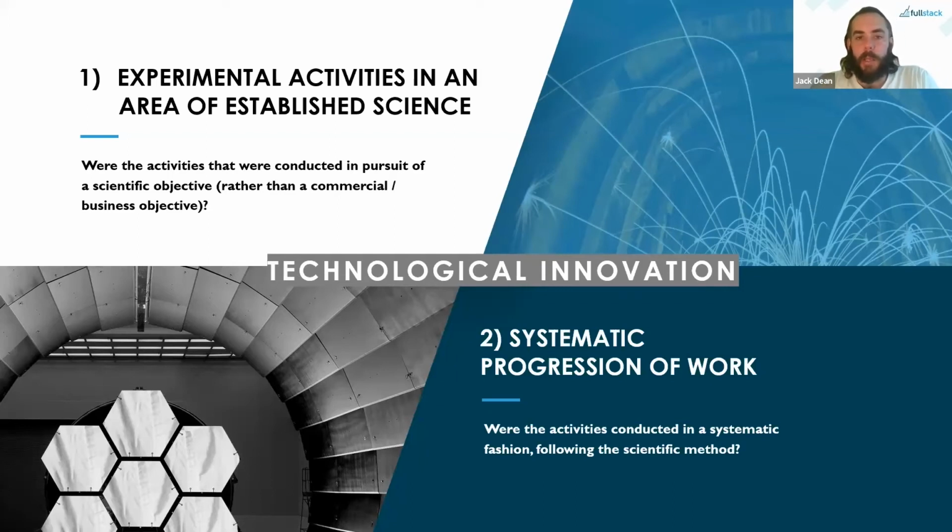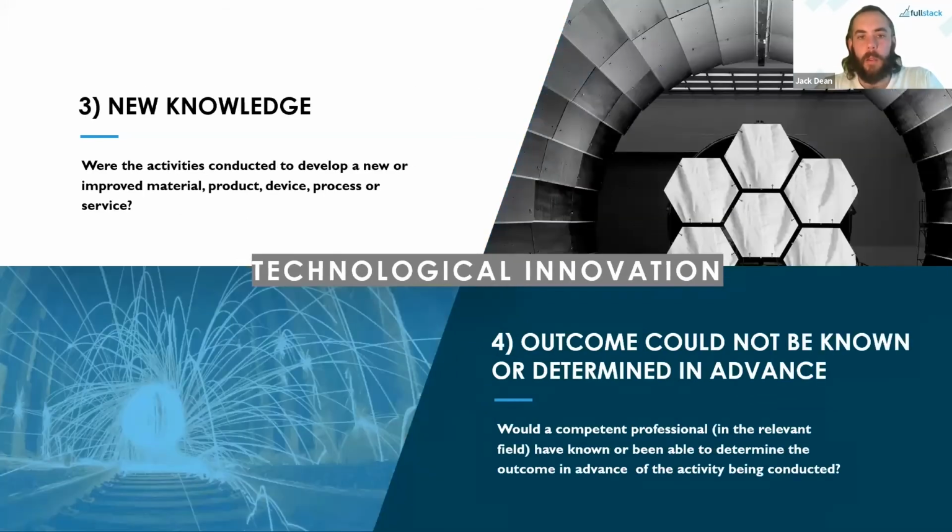You must establish that you've followed a systematic progression of work. So we talk about having a hypothesis, experimental steps, and logical results and conclusions. So again, in that scientific method. Core R&D activity must be conducted for the purpose of generating new knowledge. So that can be in the form of a new or improved product, process, service, material, etc. It doesn't necessarily have to be the whole thing. It can be a component of a broader product, process or service.